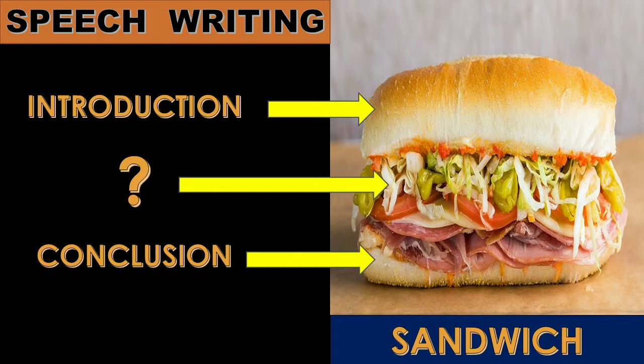If you think of the speech as one example, how to remember these three steps: what should be in the introduction, what should be in the body of the speech, and what should be in the ending. I will give you just one example. Think of speech writing as a sandwich. You have seen a sandwich. See here, I will display this picture of a sandwich. You will get a clear idea of speech writing. The opening and the ending slice of the sandwich.